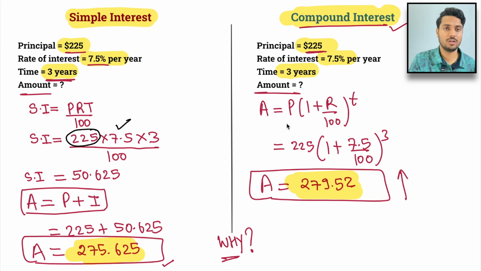But in case of compound interest, the principal amount, which is 225, is increasing by 7.5 percent every year, and that is how the principal is changing every year. First year your principal amount is 225. Next year your principal amount will change to 225 plus an additional 7.5 percent. The year after that, the second year, it will be 225 plus 7.5, and then another 7.5, and that is how the principal amount is increasing, and hence your final amount is also an increased amount, which is 279.52.